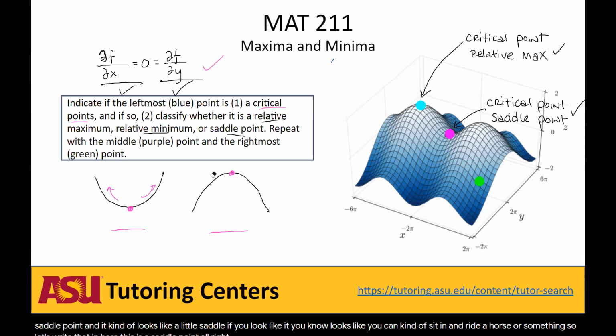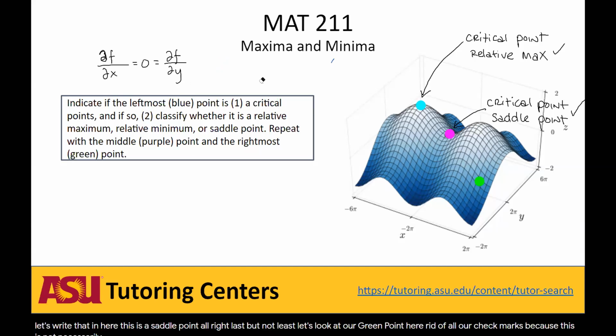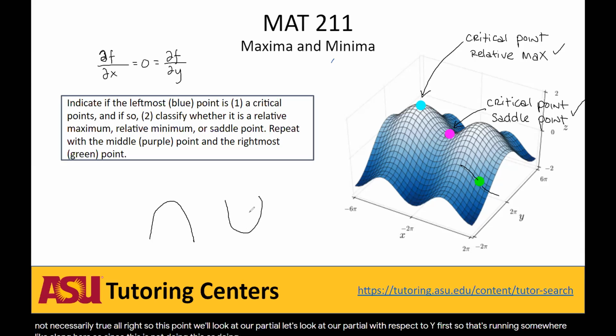All right. Last but not least, let's look at our green point here. Get rid of all our check marks because this is not necessarily true. So this point, let's look at our partial with respect to y first. So that's running somewhere along here. So since this is not doing this or doing this, where our point is in the center, we know right away that our partial derivative with respect to y is not equal to 0.